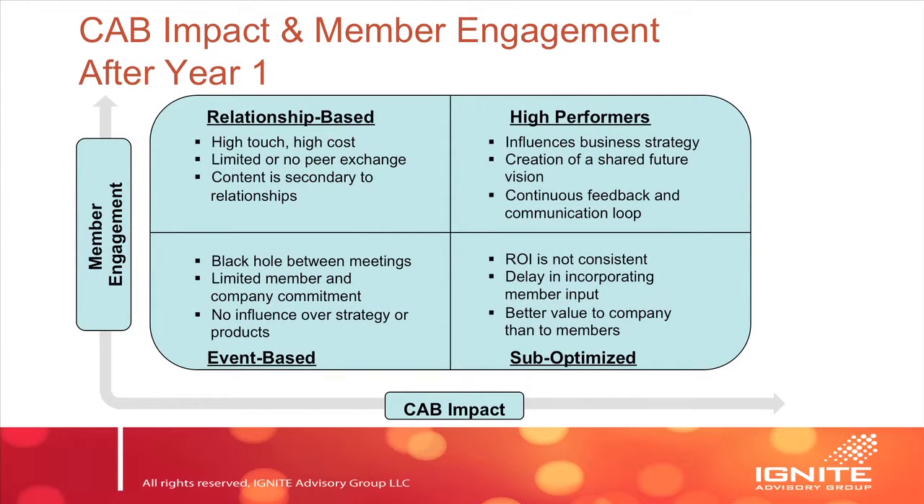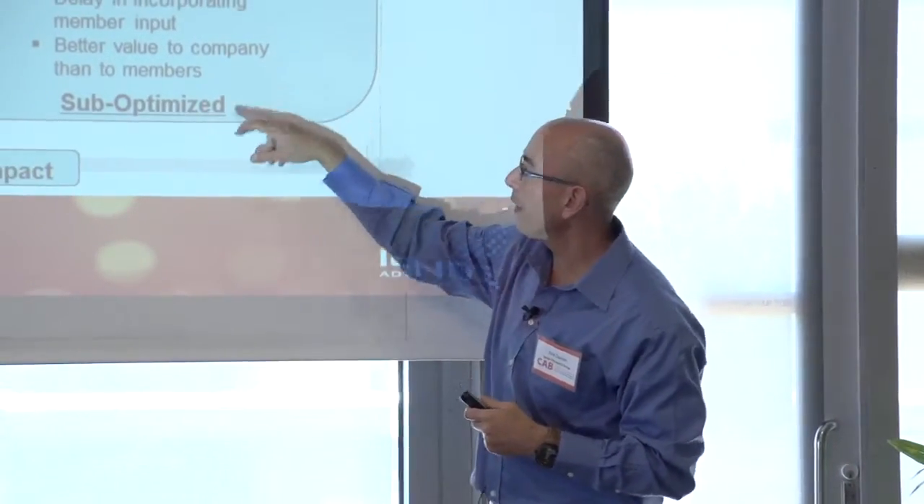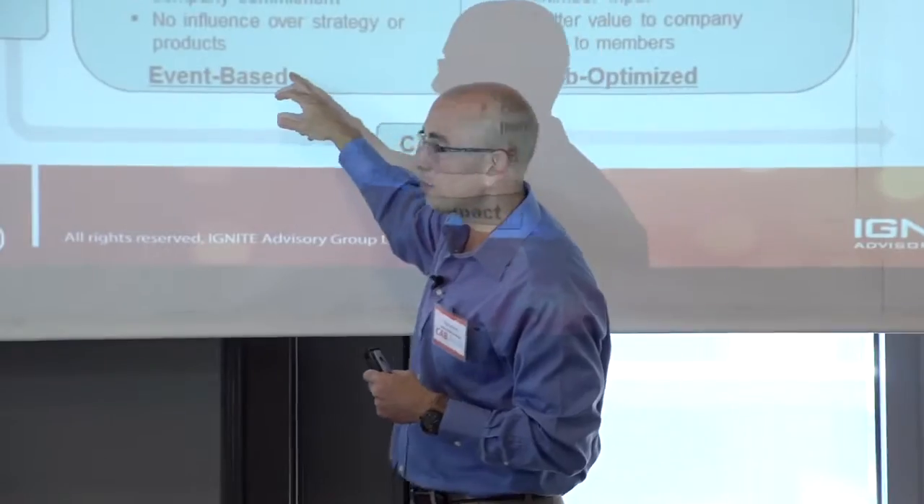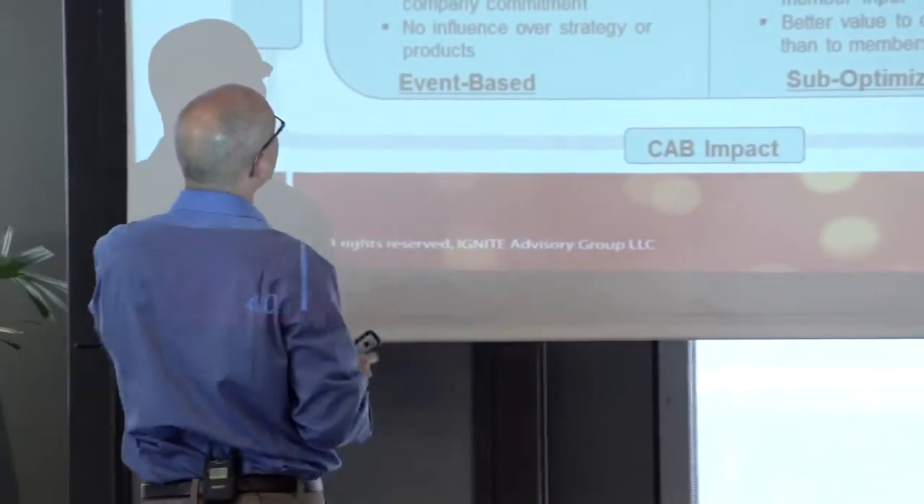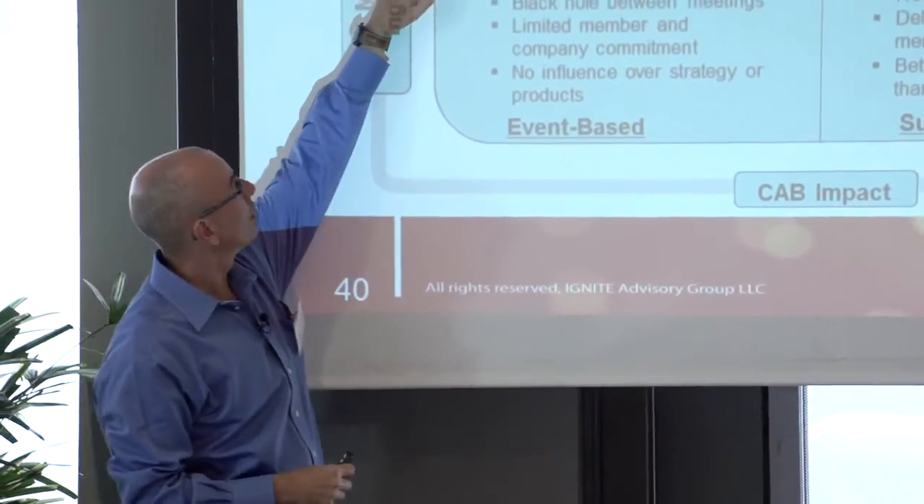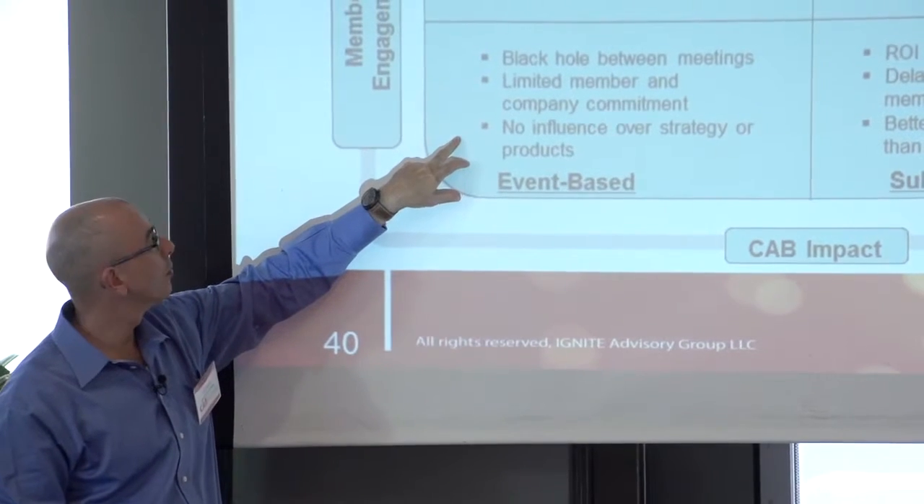Okay, let's talk about this model of the impact. It's based on the Gartner Magic Quadrant, for those of you that are familiar with that. On this axis, you have the impact of the advisory board. This is the highest impact here, and this is low impact. And here, it's based on member engagement. What is the engagement level? This is high. This is low.